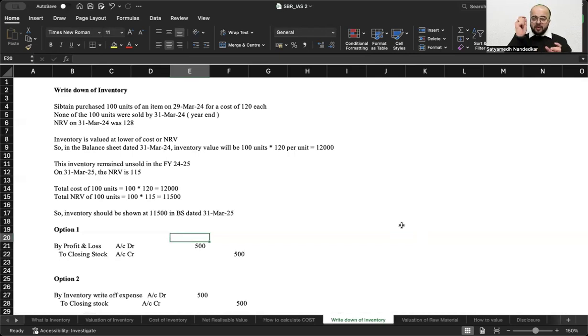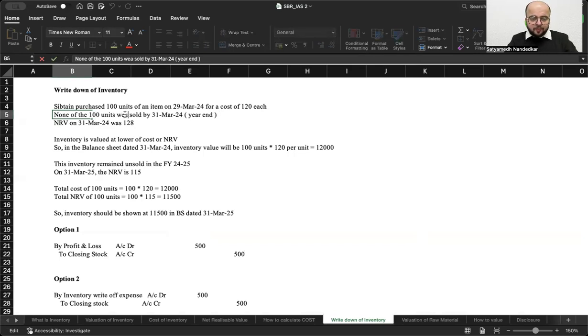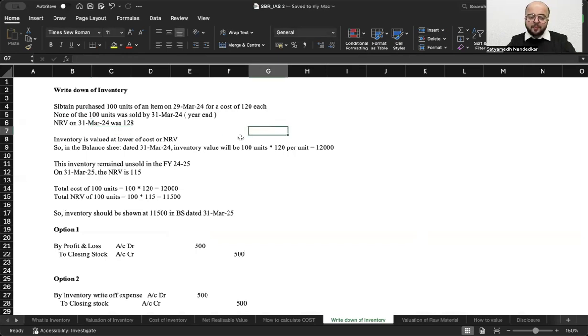Now, a term that you will often come across in your discussion is write down of inventory. Now, what is write down of inventory? Please understand. Siptan purchased 100 units of an item on 29th March for a cost of 120. None of the 100 units was sold by 31st of March. NRV on 31st of March was 128. Inventory is valued at lower of cost or net realizable value. So you will continue to show it at a cost of 120. And on 31st of March, inventory value will be 100 units into 120 per unit. That is 12,000.